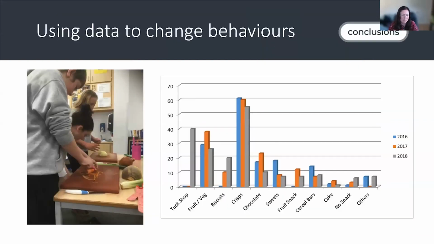This is an example from Roslin Primary School again, with their healthiness project. And here they have some data about the kind of food that people have as snacks within their school. As a result of that, they decided that they wanted to try offering a healthy tuck shop instead of the normal tuck shop, to see if they could encourage people to have more fruit and vegetables or healthy snacks.